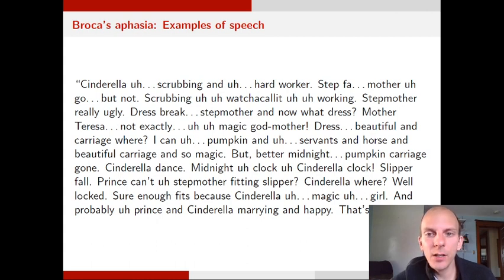Cinderella, scrubbing and a hard worker, stepmother, go but not. Scrubbing and what you call it and working. Stepmother, really ugly. Dress break.